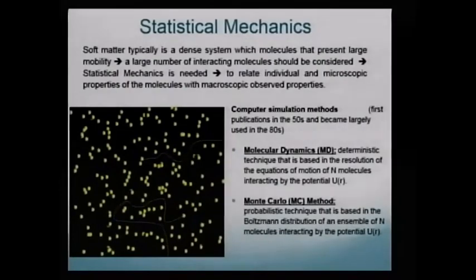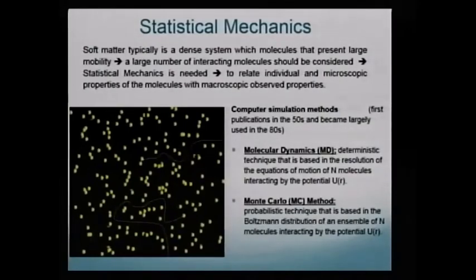The small systems, the first simulations we have in 52, the first paper on molecular dynamics. But only after the 80s, these methods become robust. They become in good agreement with the experimental data, okay? And basically we have two methodologies, the molecular dynamics simulation and the Monte Carlo method.